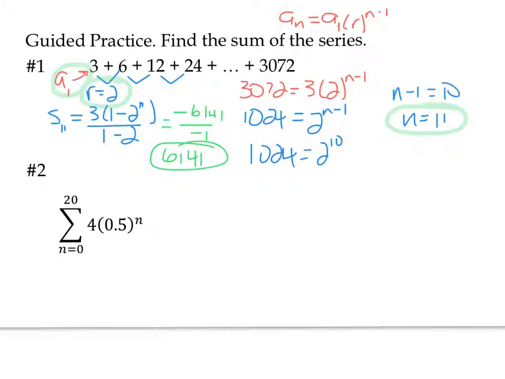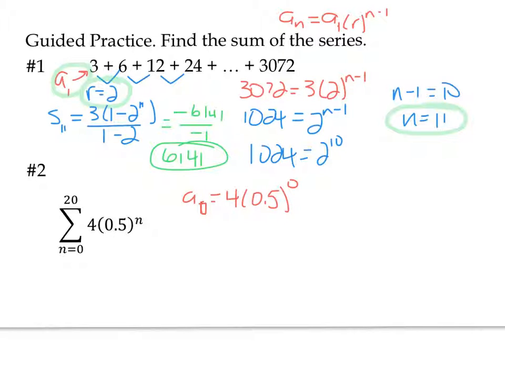All right? We can calculate what a sub 1 is by doing a sub 1 equals 4 times 0.5 to the 0 power. We're going to find the first term, putting a 0 in here for n. This will tell us what the first term is in our series. Okay, this would be a sub 0, actually, right?